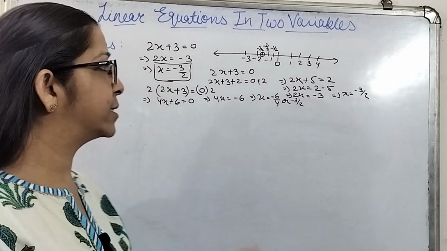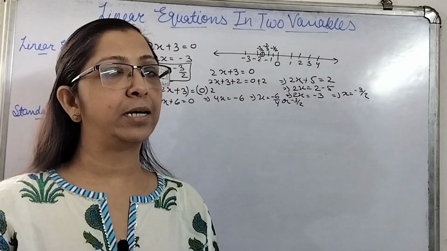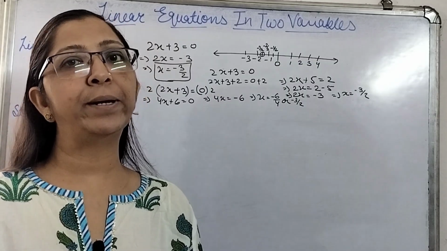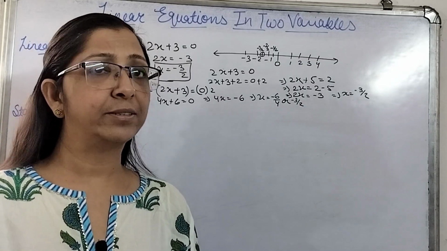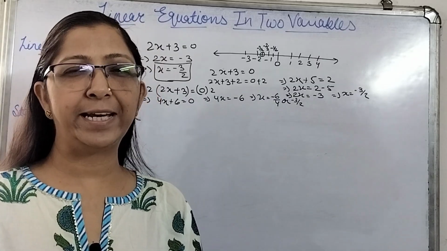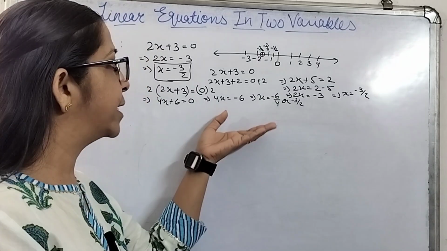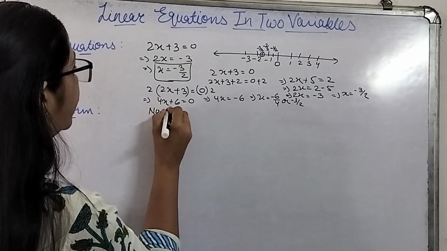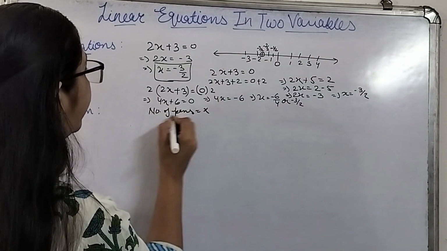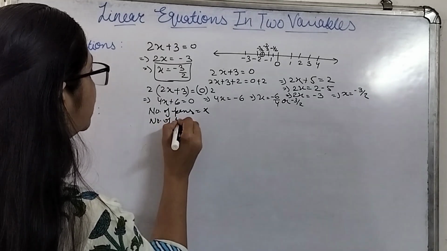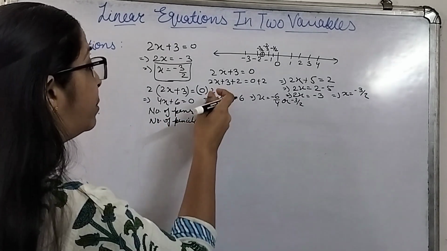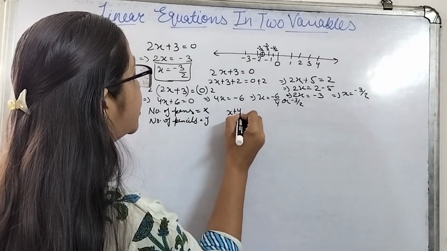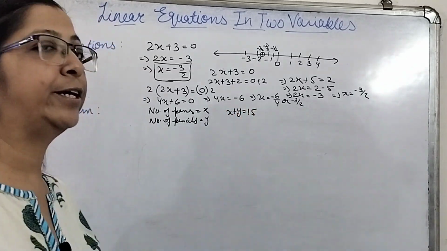Now suppose there is a condition where there are two variables. Suppose I have purchased a few pens and a few pencils, and I don't know the separate numbers. Suppose the number of pens is x and the number of pencils I have purchased is y. But I know that the total number of pens and pencils is 15. So the equation will be x plus y is equivalent to 15.